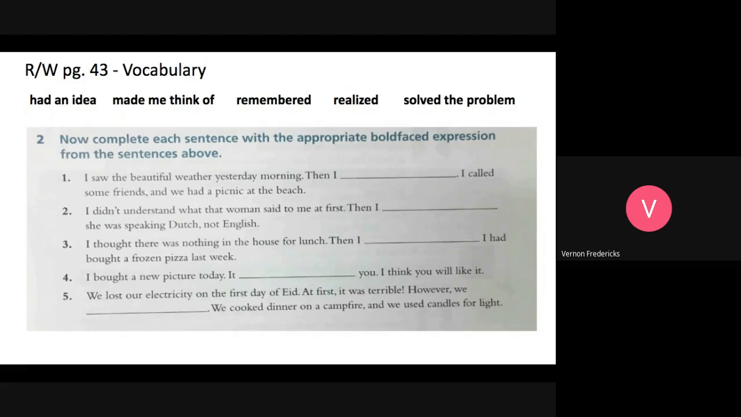Okay, so let's do number 1. I saw the beautiful weather yesterday morning. Then I had an idea. I called some friends and we had a picnic at the beach. So number 1 is I had an idea. Okay, quickly do for me 2, 3, 4, and 5. Pause this video.